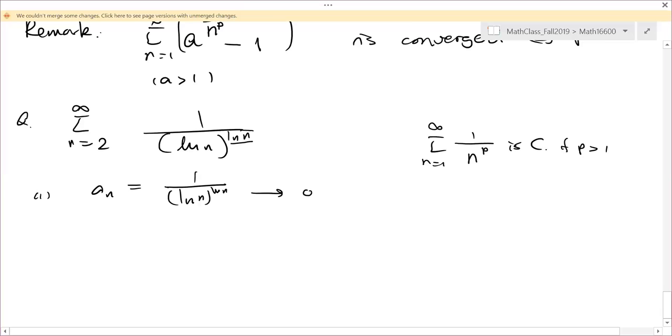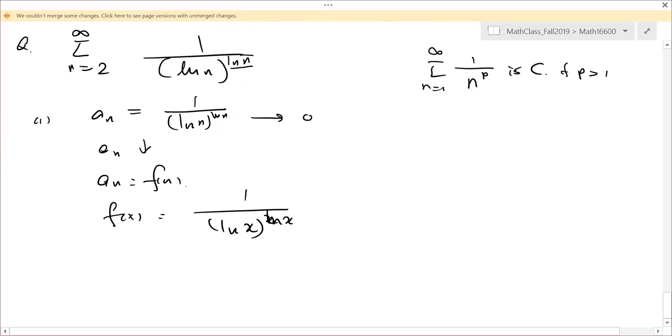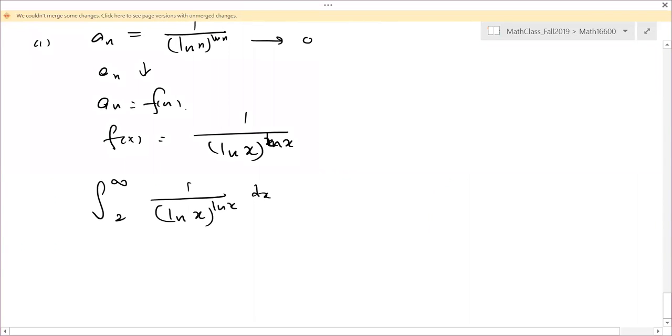All right, so it's decreasing, clear. Since it's decreasing, maybe you can use the integral test, and then you get a corresponding function: f of x equals natural log of x to the natural log of x. My question is, are you able to evaluate this integral, or can you prove this integral is going to be infinite? Let's try. I'm not sure whether it works or not.